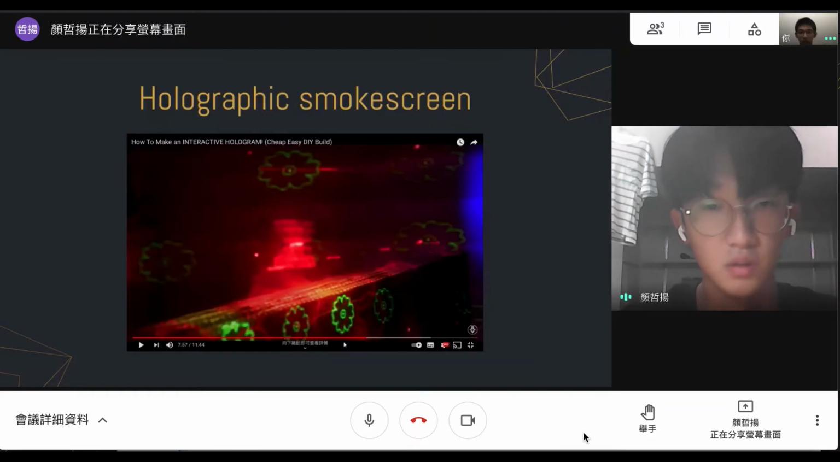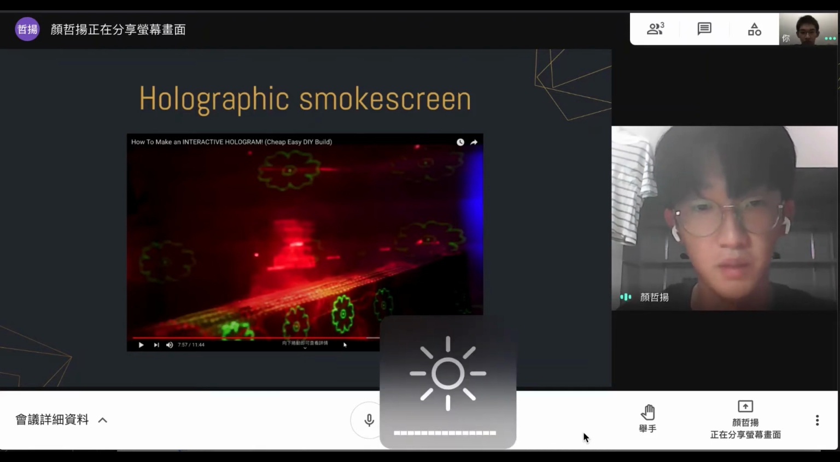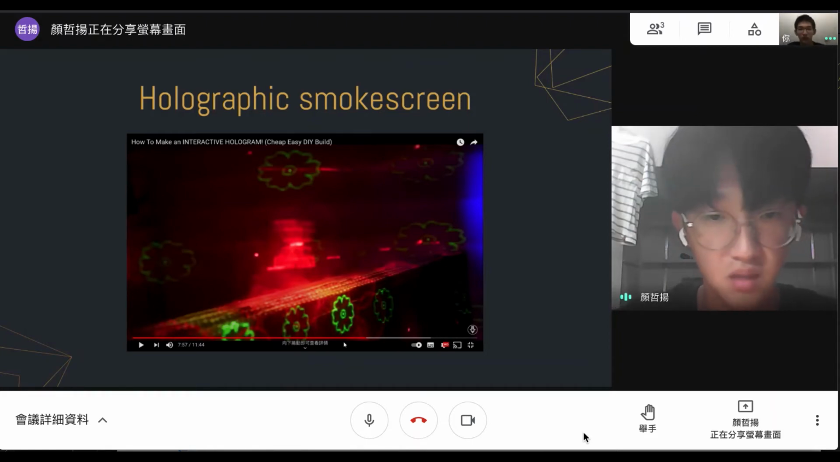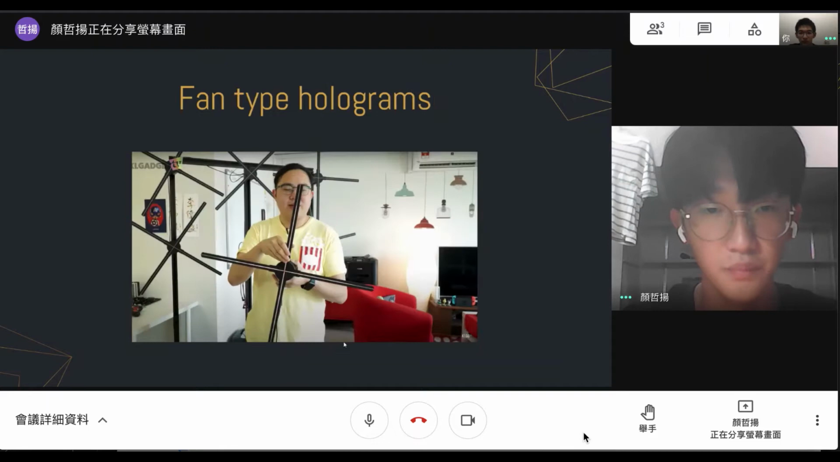Holographic smokescreen. The theory of holographic smokescreen is similar to Pepper's Ghost. The critical difference between them is the medium. Holographic smokescreen works by using artificially generated smoke as a screen for the hologram to be projected onto. Due to the different media, the image produced by holographic smokescreen can be seen from any angle.